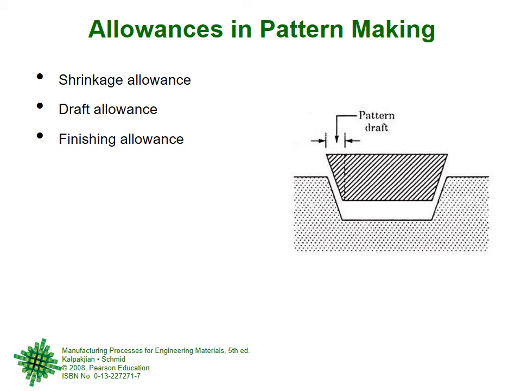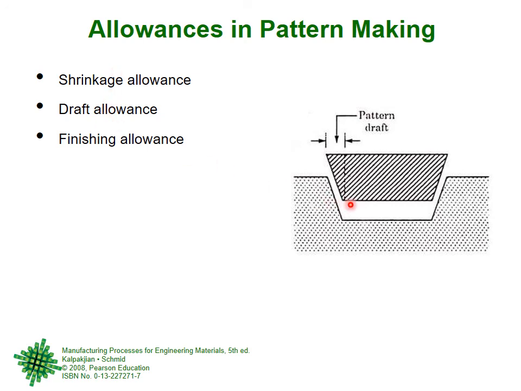So this pattern is almost exactly the shape and size of what we want our final casting to be. But there are 3 major things. There are some others also. If you join a foundry where casting is being done, you will know more details, but there are 3 things: shrinkage, draft, and finishing. We have to increase the size of the pattern by these. When any hot metal cools down, it shrinks a little, right? So the pattern should be a little larger than the casting. So once it cools down, after cooling, the solid volume is what you want.